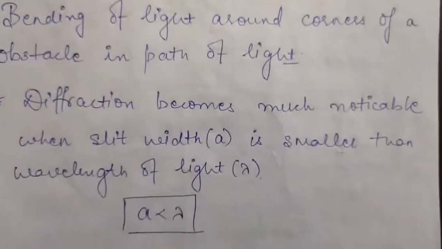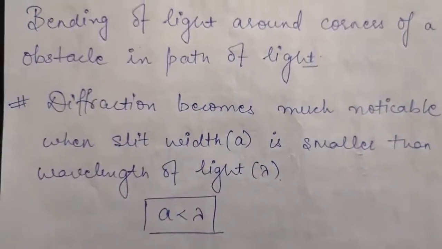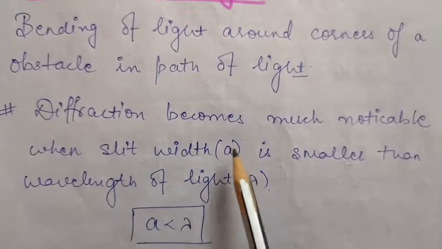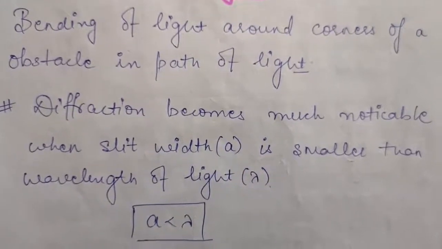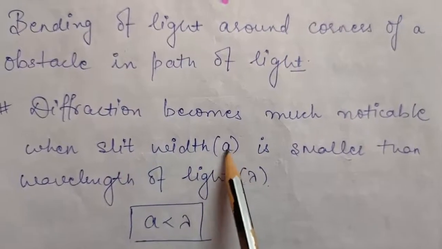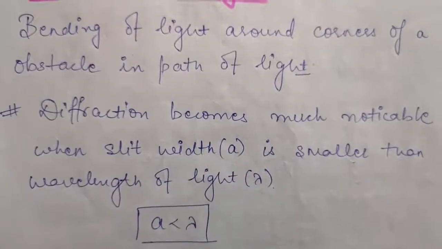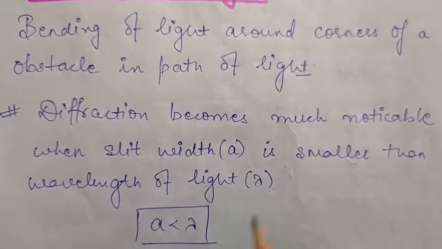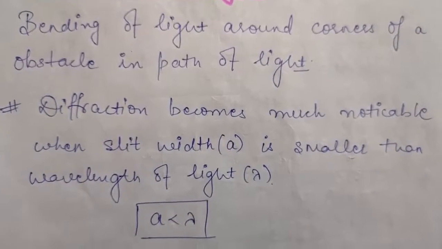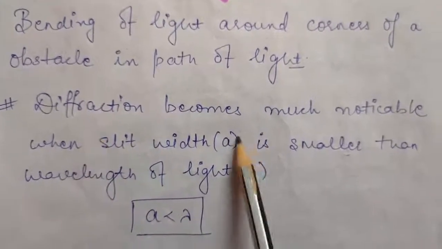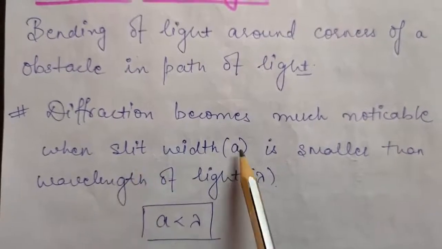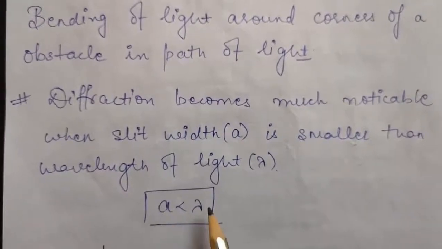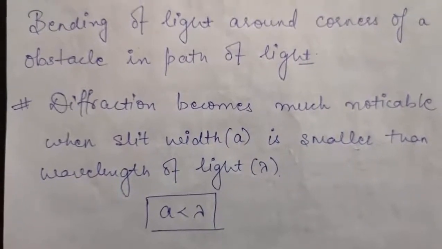Now in interference, as you remember, we were denoting the distance between two slits by small d, but here we will be taking slit width because we are having only one single slit, so the width of that slit will be denoted by small a. There is a relation between this slit width and the wavelength of light for which diffraction becomes more noticeable. We can say diffraction becomes much noticeable when slit width, that is small a, is smaller than wavelength of light. That is, when a is less than lambda, then diffraction will be much more pronounced.